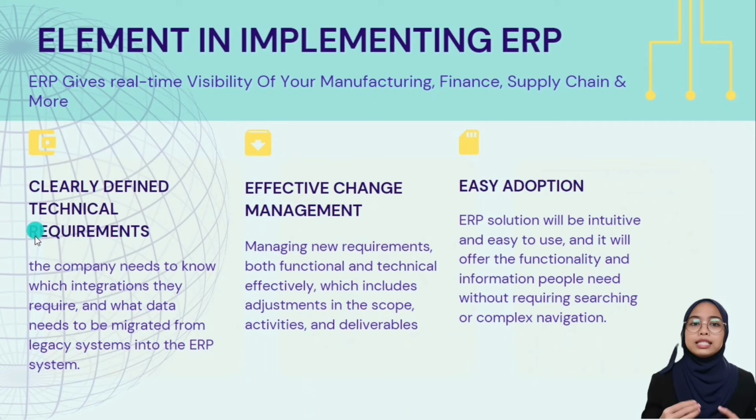Seventh, the element is clearly defined technical requirements. The company needs to know which integrations they require and what data needs to be migrated from the legacy system into the ERP system. The eighth element is effective change management. Managing new requirements, both functional and technical, effectively, which includes adjustments in the scope, activities, and deliverables.